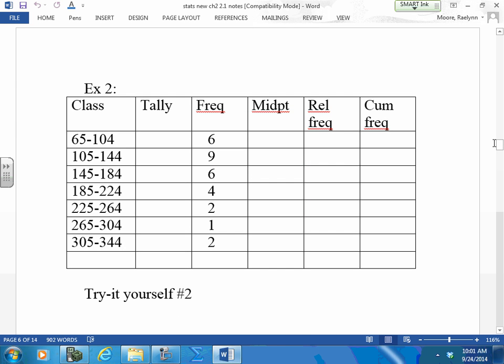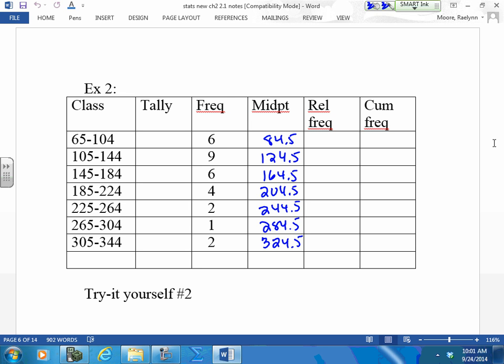Okay. We found your midpoints yesterday. And we said you could add your class width all the way down. And this class width was 40. So we could add this all the way down. Okay? It saves you a little time, and I think you saw it yesterday, of having to find each one.